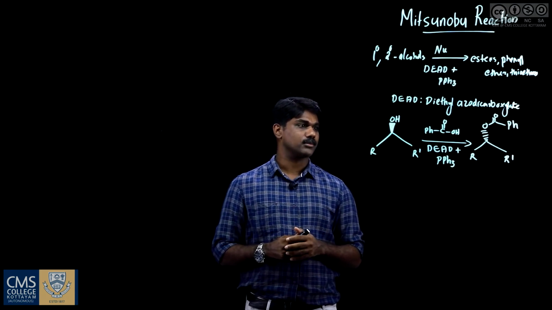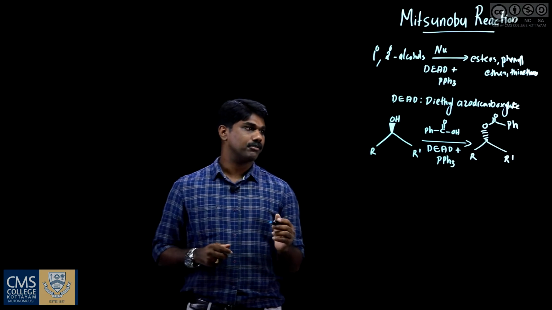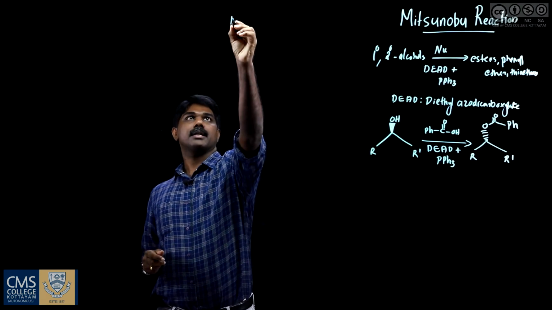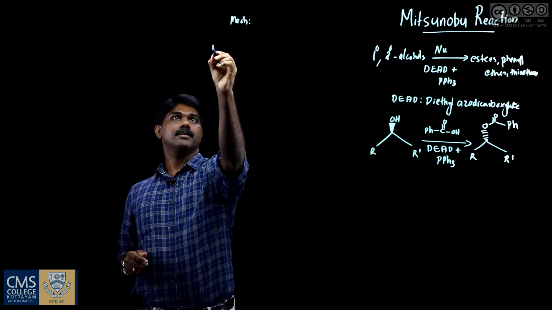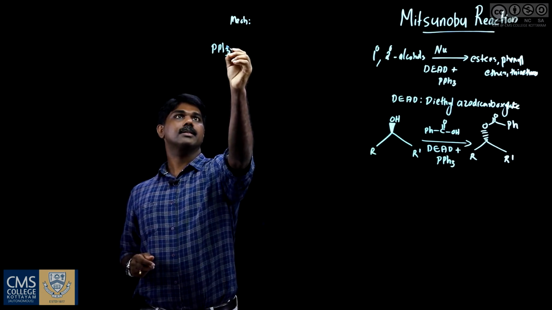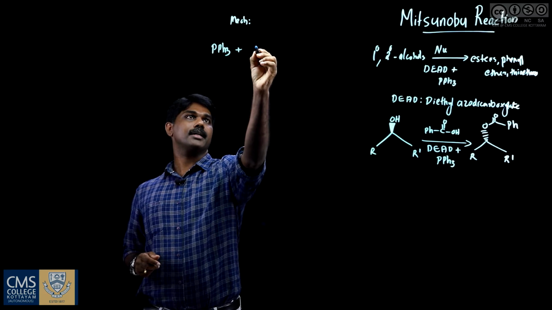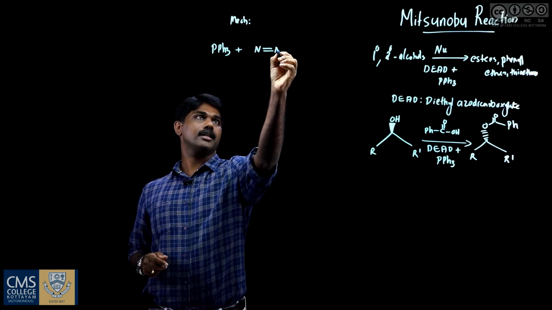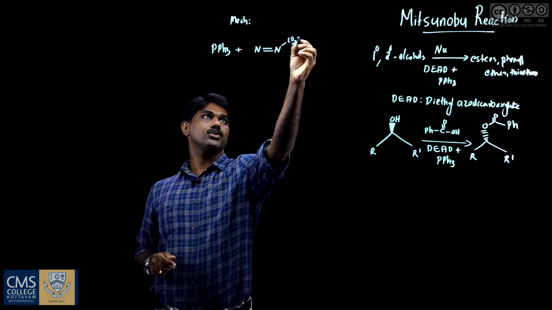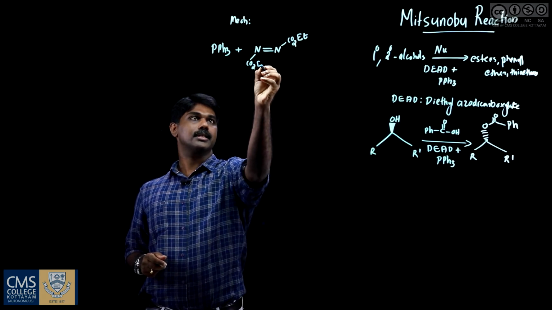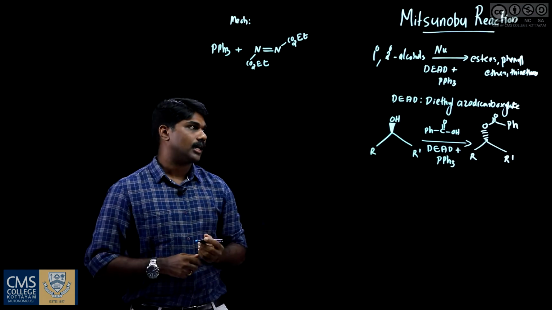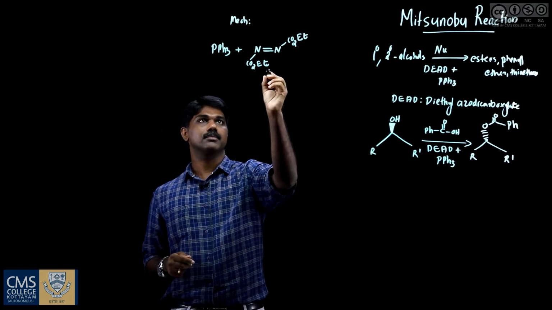Let us see the mechanism of this reaction. In this first step, triphenylphosphine reacts with the DEAD. DEAD is N double bond N, CO2Et, ethyl group, and here also CO2Et. So this is the diethyl azodicarboxylate molecule.